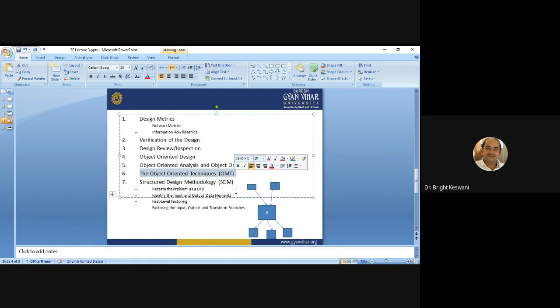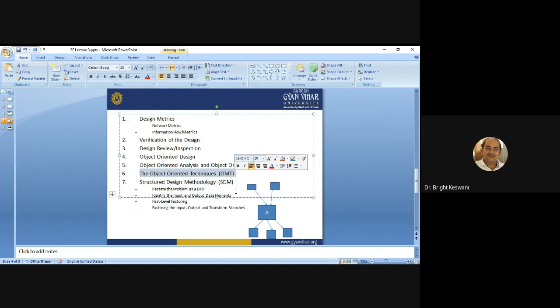So OMT is a methodology which uses three different kinds of models. First is the object model, second is the dynamic model, and third is the functional model. The functional model transforms values, the dynamic model is used for sequencing of operations in time, and the object model uses structures.